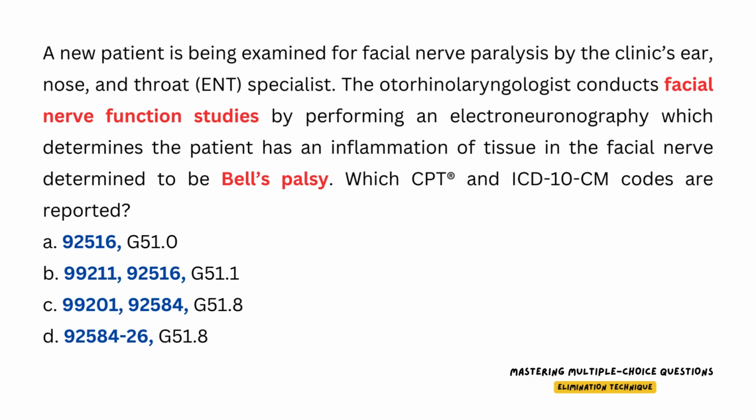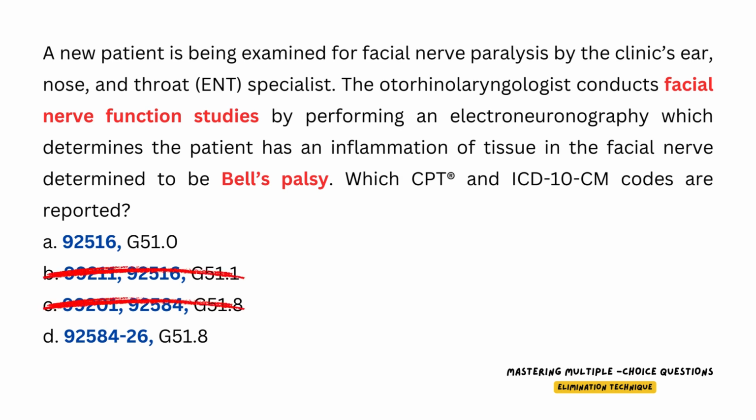Option B, 99211. This code represents a minimal office or other outpatient visit. Option C, 99201. This code represents an evaluation and management service for a new patient. Apart from the facial nerve conduction study, the ENT specialist did not perform an evaluation and management service on the patient. Therefore, there stands no reason to report an E&M code. That being the case, both B and C are eliminated.